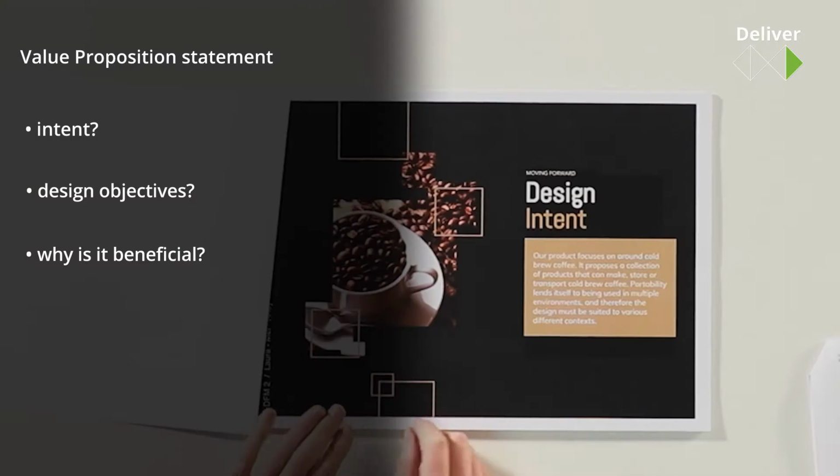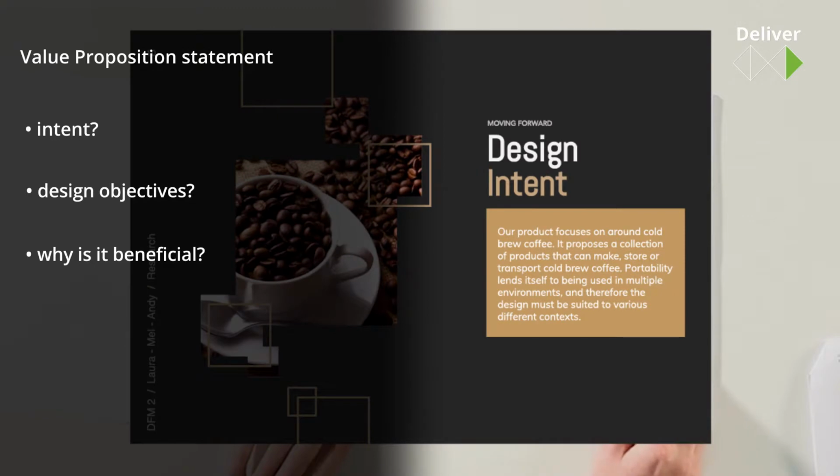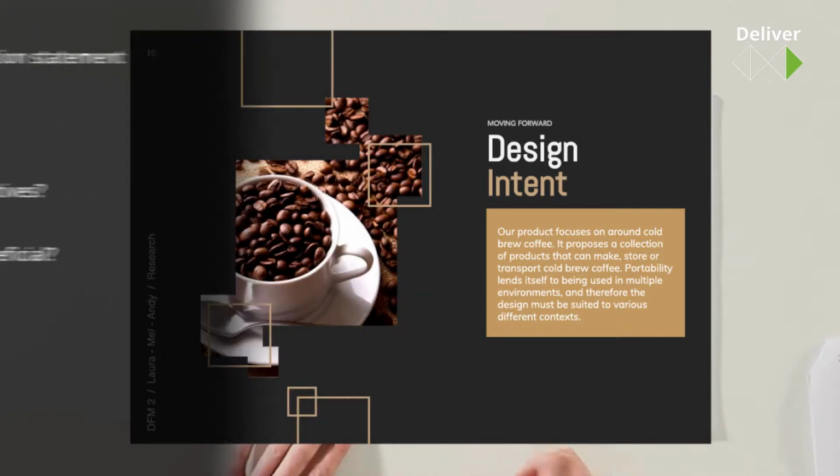So this example is great because it starts off saying what the product is related to. So in this case, it's cold brew coffee. It makes it clear that it's going to be a collection of products that are going to make the cold brew coffee, but also store it and transport it. So talking about why this is a different and innovative and really exciting design for a potential user. Fantastic, let's see more.